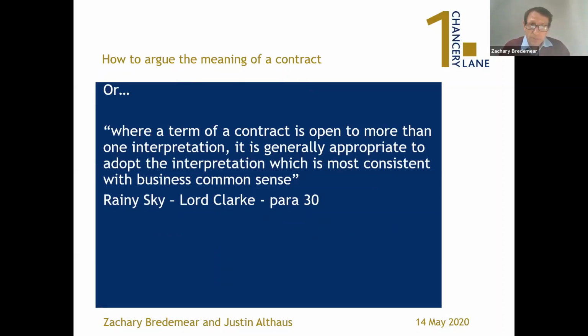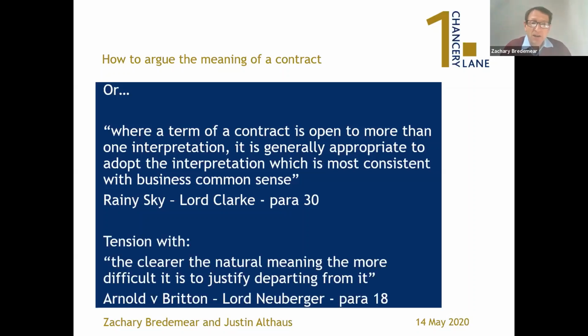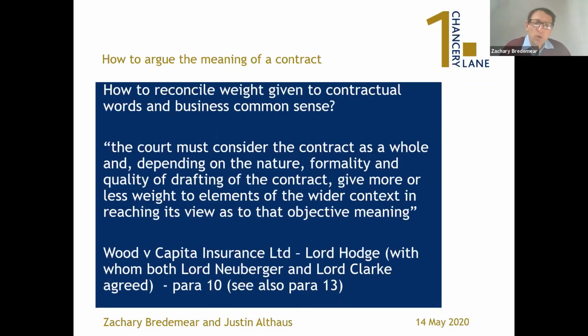So there Lord Clarke is putting the emphasis not on the standard of drafting of the contract, but on which possible interpretation complies with business common sense. And there's a clear tension with the idea that Lord Neuberger was suggesting in Arnold and Britton about the clearness of the words which one party is seeking to persuade the court to depart from. So how can that tension be resolved? Well, in Wood and Capita, Lord Hodge, with whom both Lord Neuberger and Lord Clarke agreed, had the task of trying to reconcile what was said in Arnold and Britton and what was said in Rainy Sky.